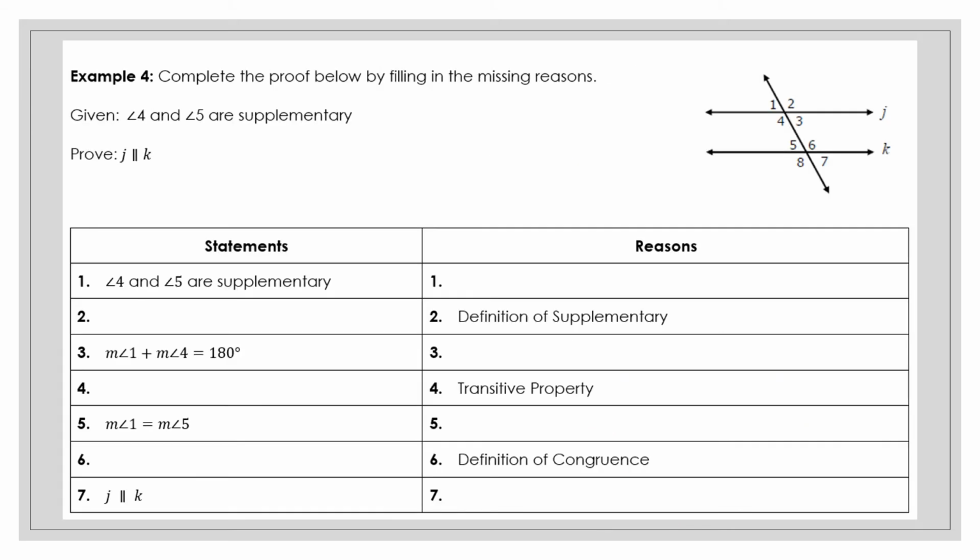So now we're going to prove some of our converses. So for this example, we are told 4 and 5 are supplementary, and now we're proving the lines parallel. So we're proving the converse of the same side interior angles theorem, or consecutive interior angles theorem, which we proved the regular theorem in our second proof. So we're starting with 4 and 5 are supplementary, and that's given to us.